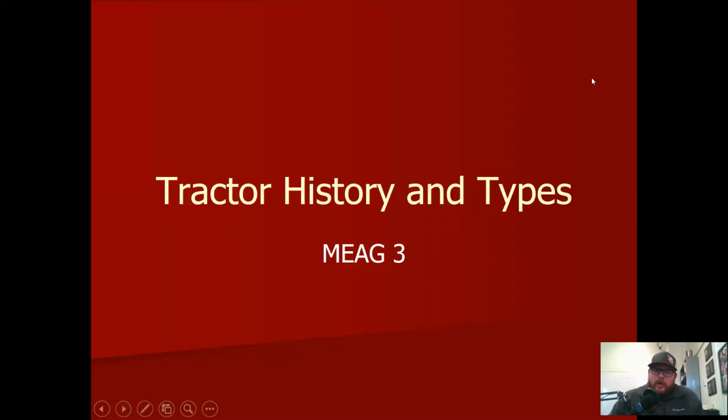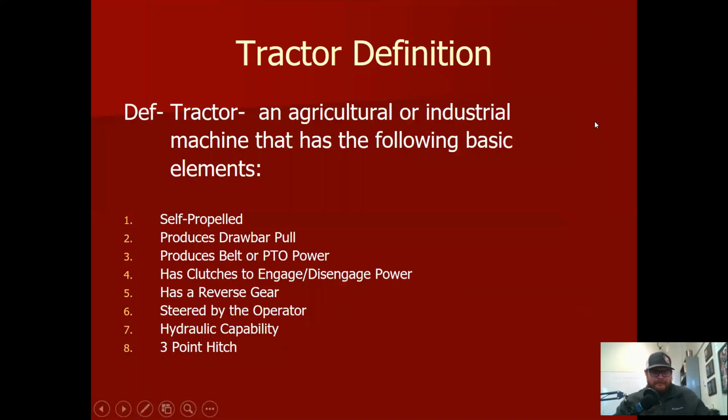All right, today we're going to go over tractor history and a couple different types of tractors. This is really dealing with chapter 1 in the book, which I know some of you were having trouble finding, so we're not going to require that text, but we're going to go over the material that is essentially in chapter 1. So we'll go ahead and run through this.